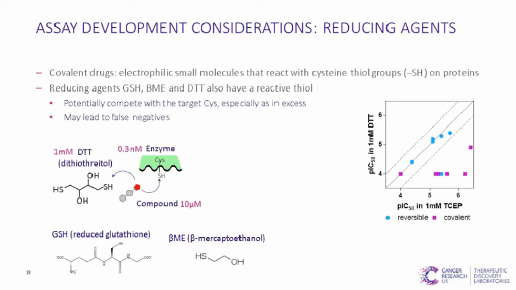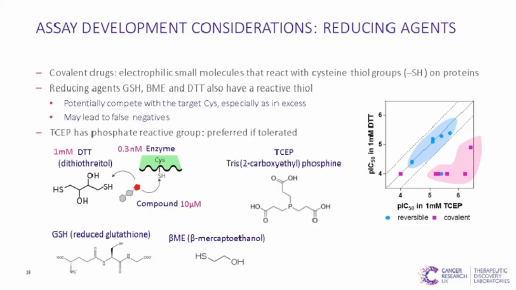An example here is a set of compounds that were tested in two assays with identical buffers except for the reducing agent. One assay had DTT and one assay had TCEP. Reversible compounds gave a good correlation between the two assays. However, covalent compounds were not detected in the presence of DTT. This is likely due to the fact that TCEP has a phosphate as a reactive group and not a thiol, and so it's worth bearing in mind that using thiol-based reducing agents can lead to false negatives.